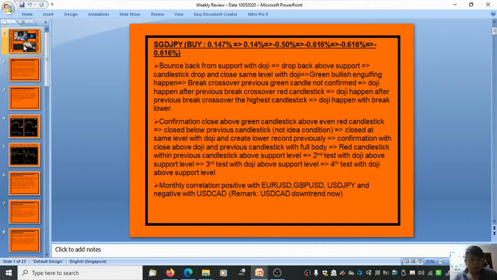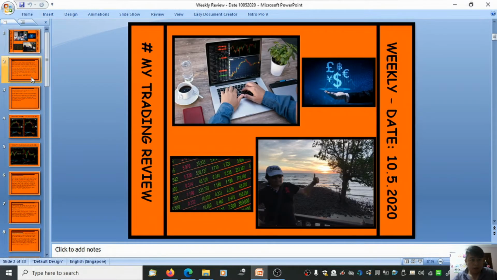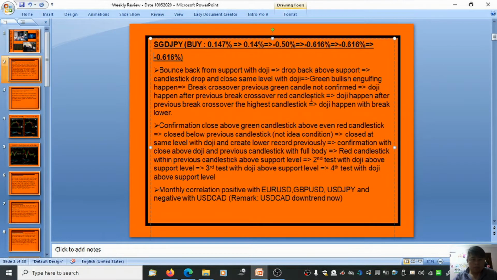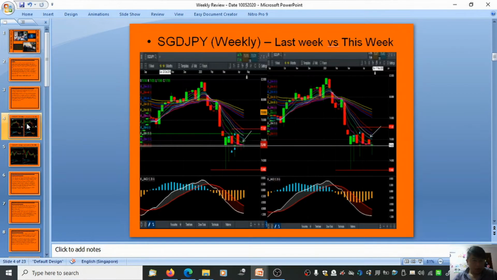Alright, let's start with SGD JPY. This week, the interest charge is still negative 0.616. Okay, let's have a look. This week, the way I present is with two charts. On your left side is last week's chart, and this is this week's chart.